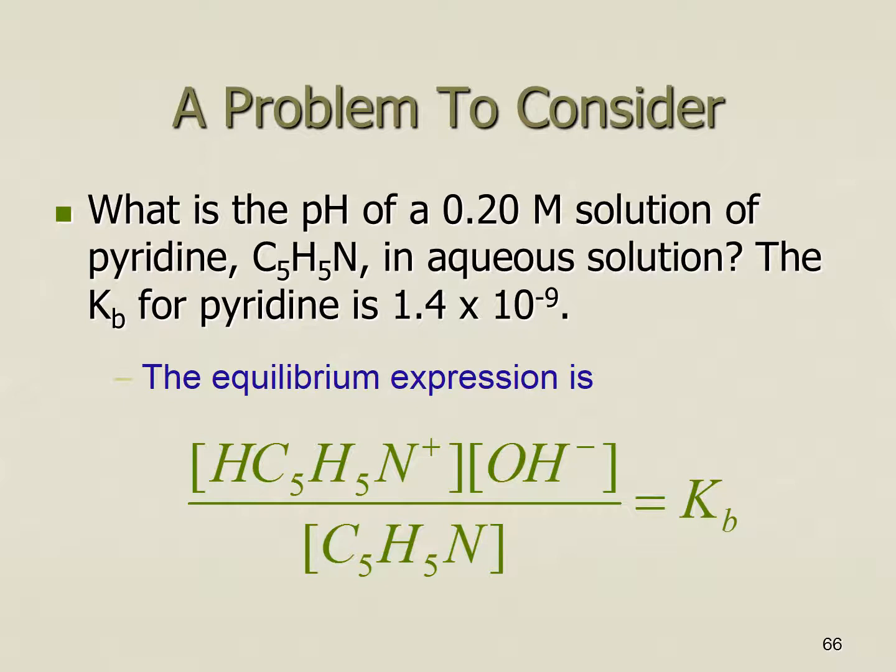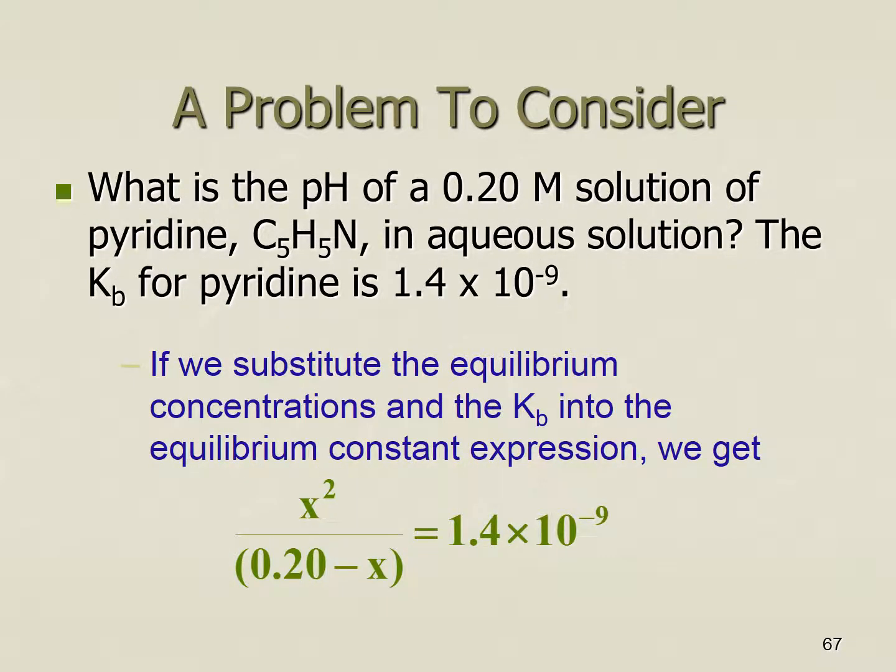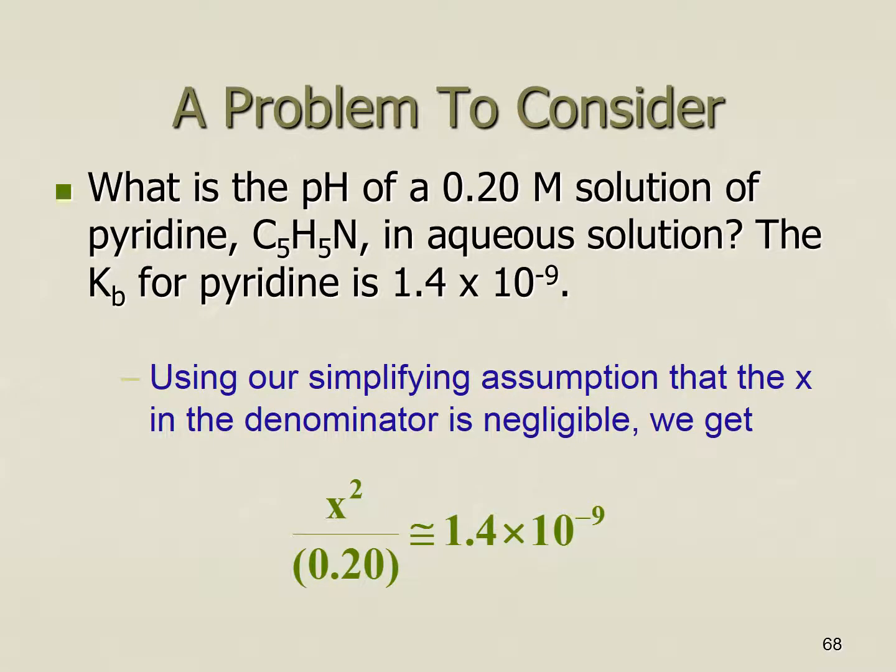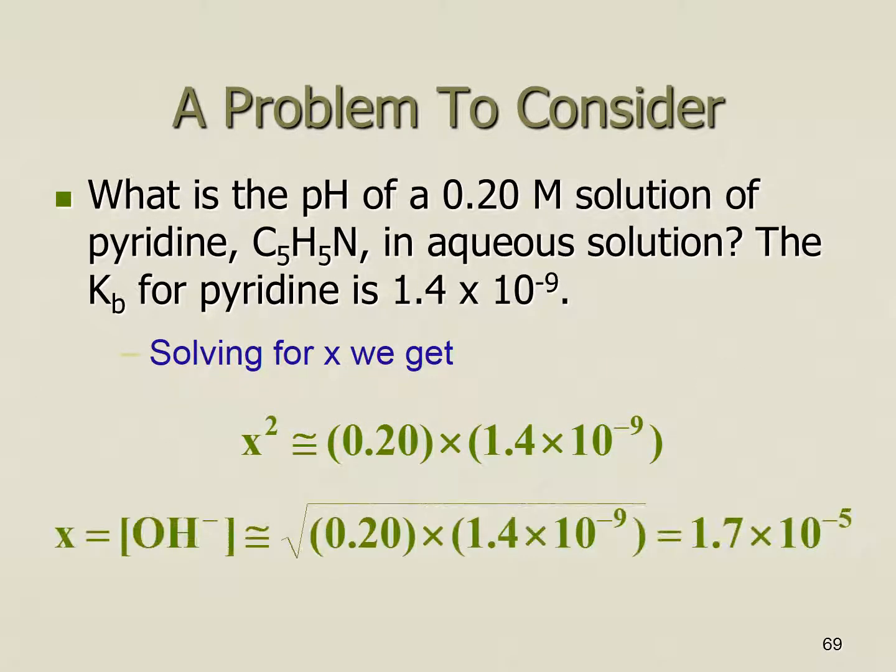So here's our equilibrium expression, and then we plug in our value. X squared over 0.2 minus X equals 1.4 times 10 to the minus 9th. Now we're going to apply our simplifying equation, and we're going to say X is much smaller than 0.2, so we can ignore it. And so now we can just solve for X: multiply both sides by 0.2, and take the square root, and we get 1.7 times 10 to the minus 5. Just don't forget that at this point, X is 1.7 times 10 to the minus 5, which is our OH negative concentration.